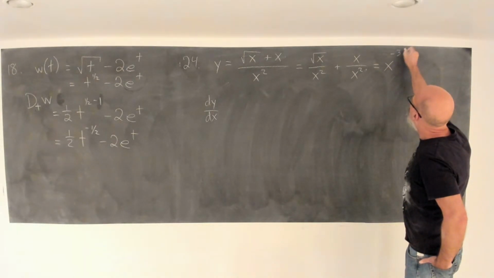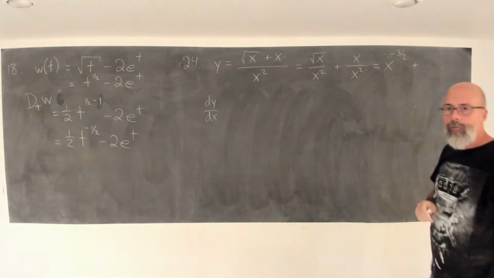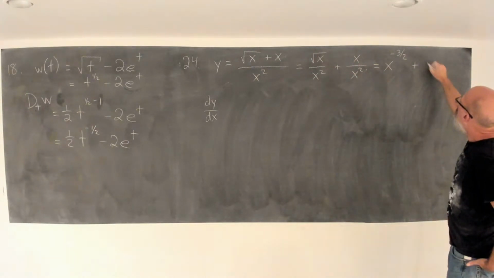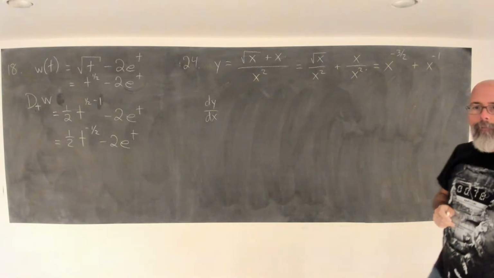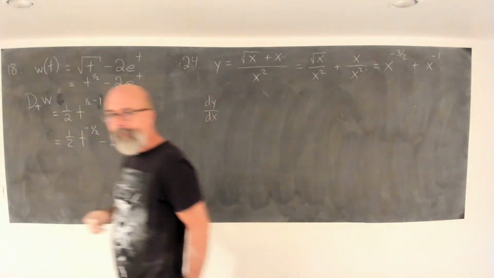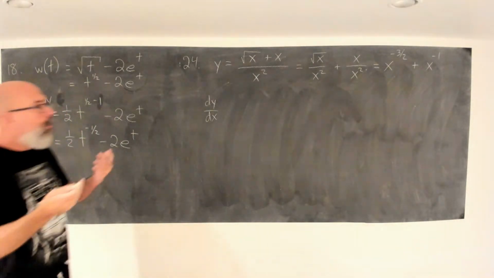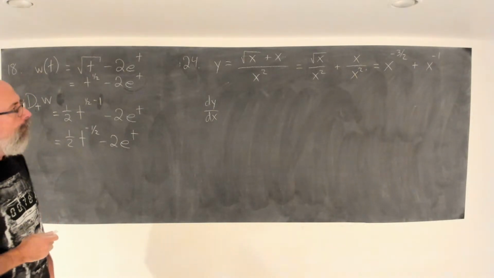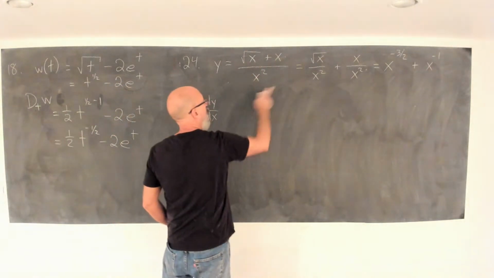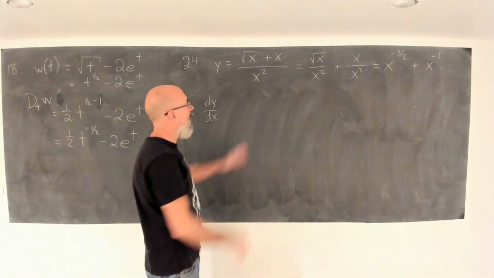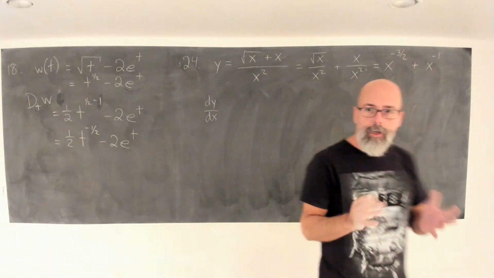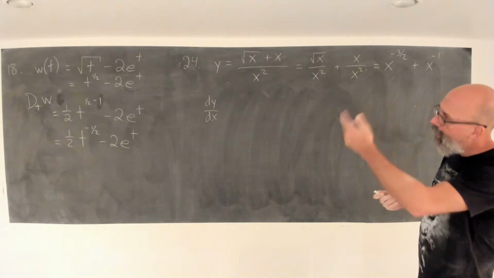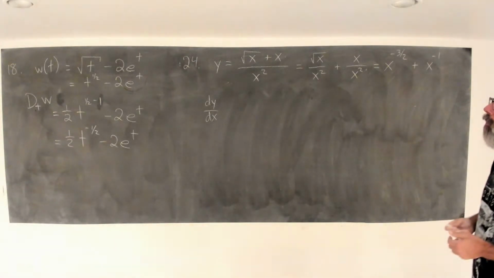-3/2. And this is x to the -1. Rewriting it in this fashion, now you can use the power rule. Here, there was nothing we could do. We didn't know how to treat that, but luckily for us, we can rewrite it in a way that's manageable with the knowledge we have right now. And that's what you're going to want to do for these exercises.